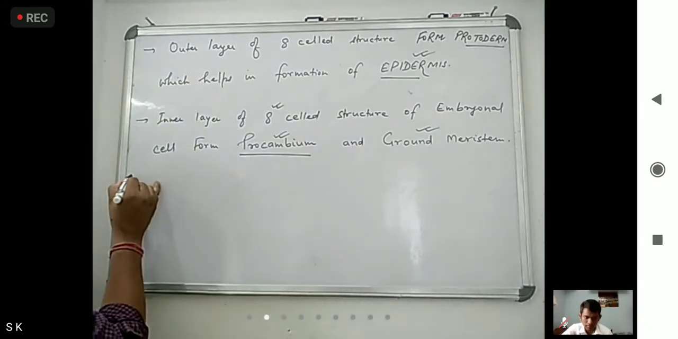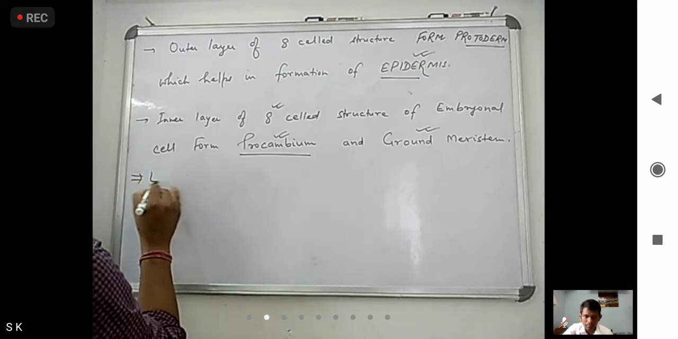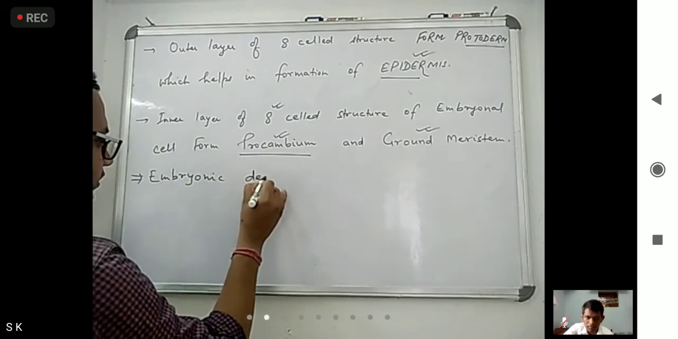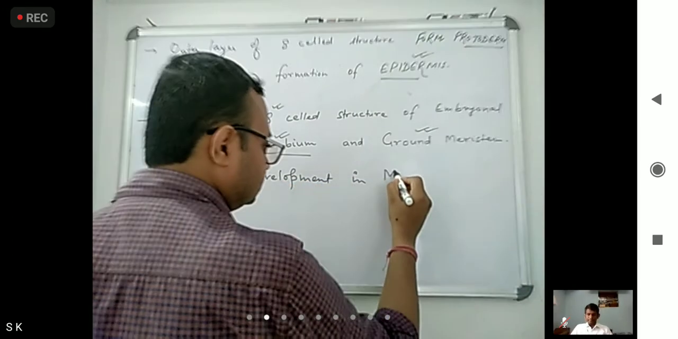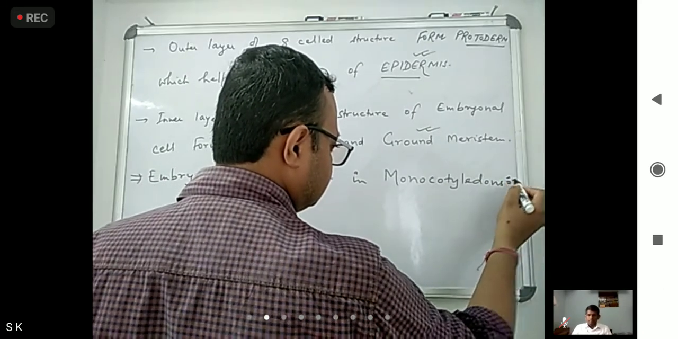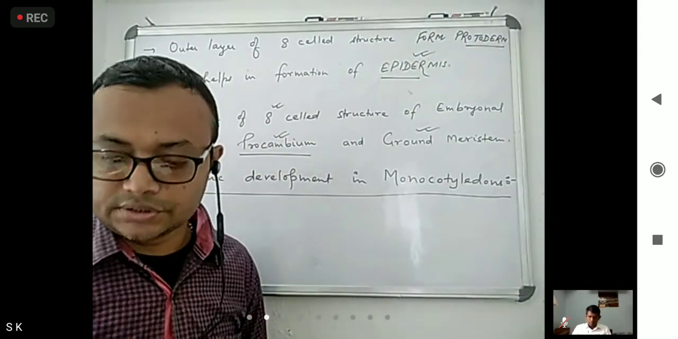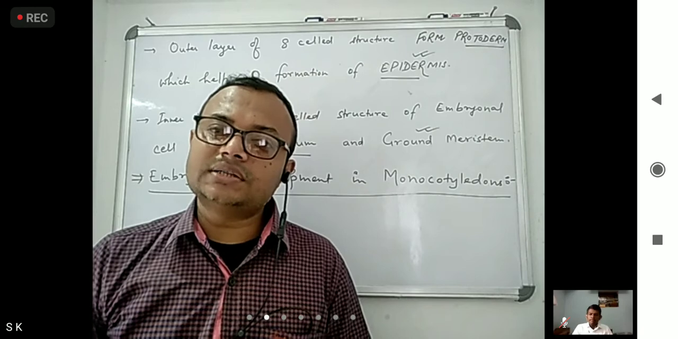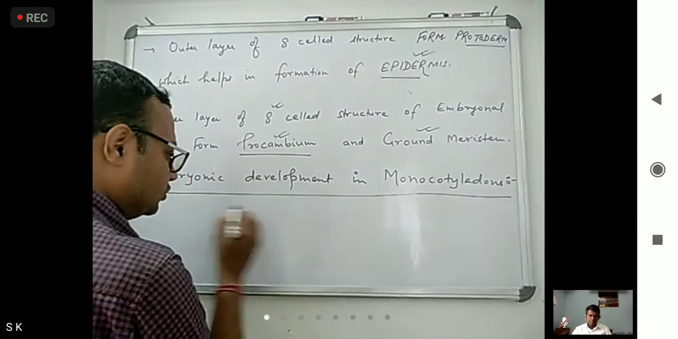So next is embryonic development in monocotyledons. Okay, embryonic development in monocotyledons. Now, this monocotyledons is also known by another name. That name is Sagittaria type. What is that? Sagittaria type. So you have to also remember this.